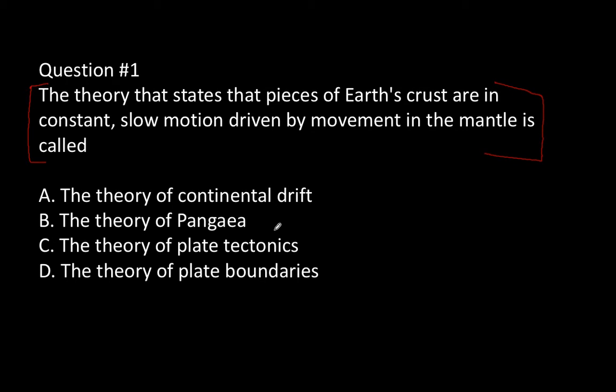The theory that states that pieces of Earth's crust are in constant slow motion driven by movement in the mantle is called A. Theory of continental drift, B. Theory of Pangaea, C. Theory of plate tectonics, or D. Theory of plate boundaries. So I'll go ahead and give you this one.